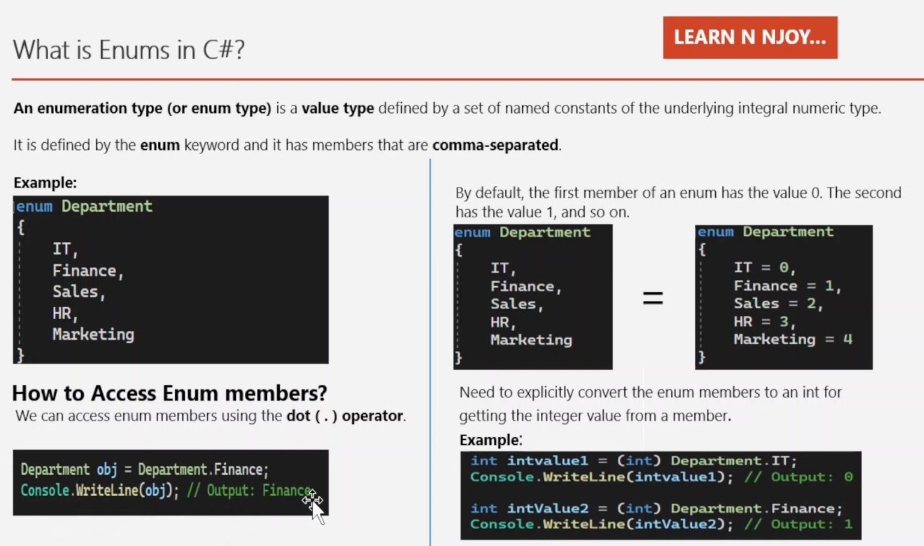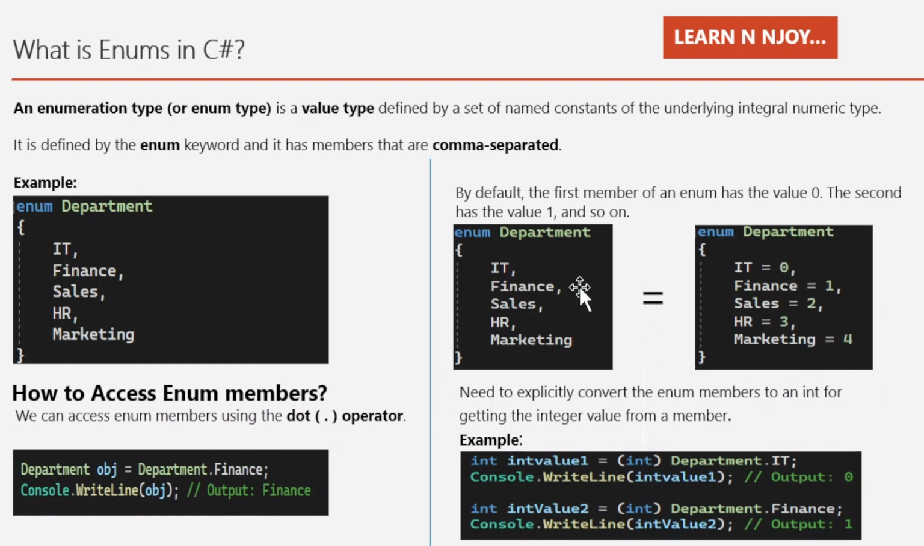and that's what we are able to see in the output, as Finance. Okay, so by default, the first member of an enum has the value 0. The second has the value 1 and it will be in incrementing order. So it will go like IT will be 0, Finance will be 1, Sales will be 2, HR is equal to 3, Marketing is equal to 4.